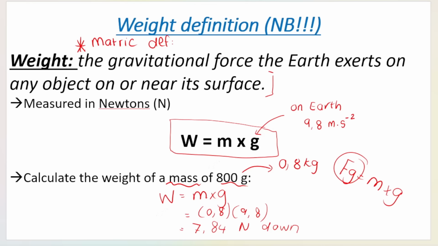But before we get to the definition for Newton's law of universal gravitation, I just want to remind you about the definition for weight. Remember, weight is the force of gravity. So that is the gravitational force. It's the force of gravity. And this, as I wrote here, is the metric definition: weight is the gravitational force that the Earth exerts on any object on or near its surface.